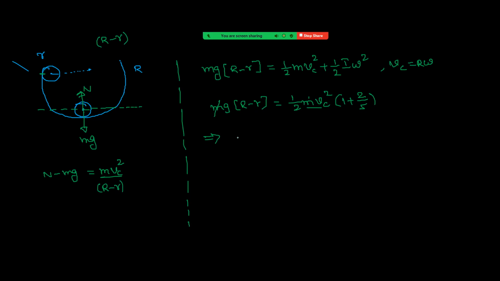Okay. I'm calculating from here, m vc square upon R minus r. Remaining is how much? 2, 5, so 10. 10 mg upon 7. Cross check once. m v square by R minus r, remaining is now mg here. 2, 5 is 10. 10 mg by 7. Okay. Substitute that here. N equal to mg plus m v square by R minus r, which is 10 mg by 7. That is 7 plus 10, 17. 17 by 7 mg. Okay. That is the normal force exerted by the cup on the sphere.